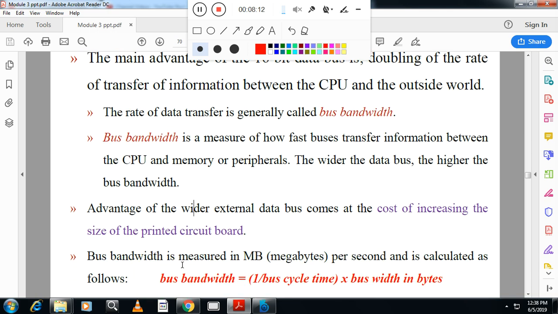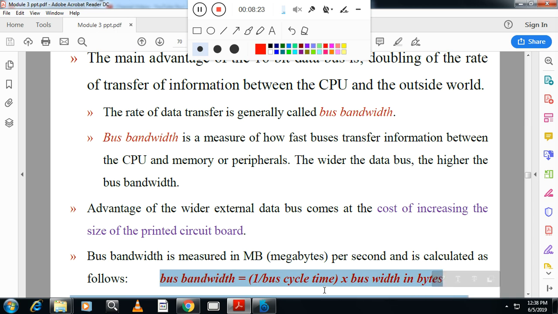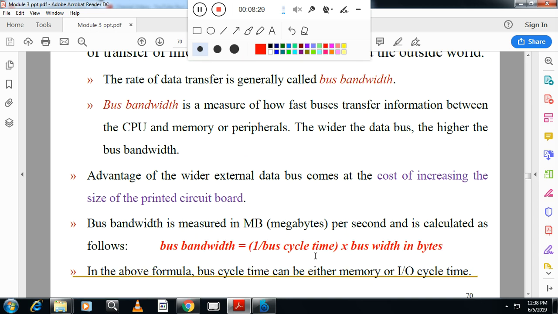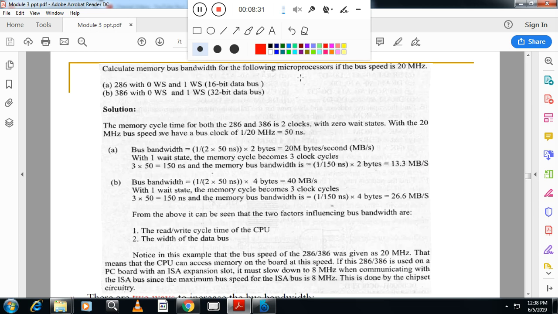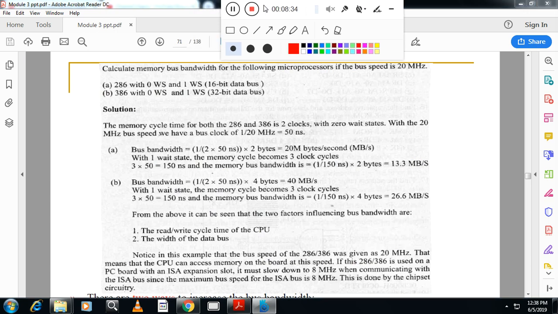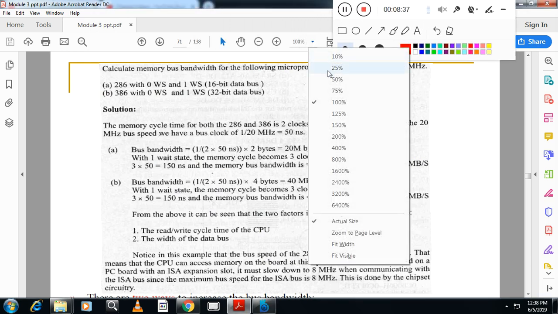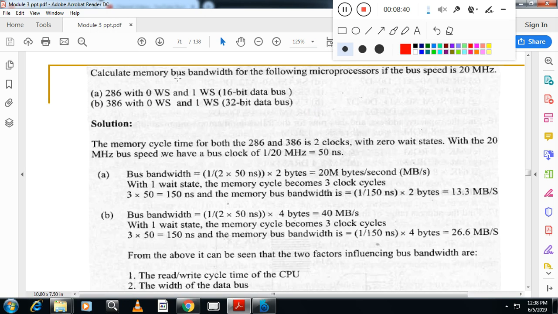So bus bandwidth is normally calculated by the formula 1 divided by bus cycle time, into bus width in bytes. Please remember, 1 by bus cycle time, into bus width in bytes. So now we will see this with the help of one problem. Calculate the memory bus bandwidth for a microprocessor with a speed of 20 MHz, 286 with 0 wait state and 1 wait state, for a 16 bit data bus.